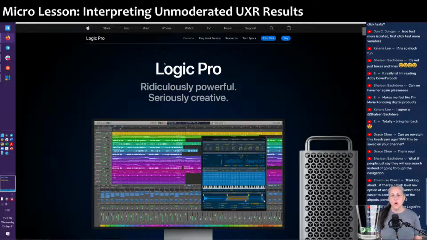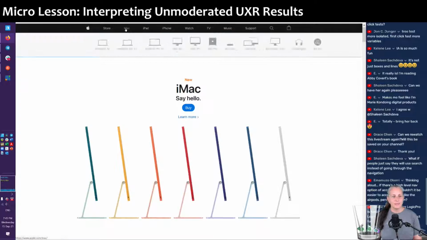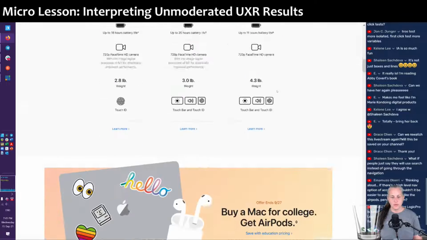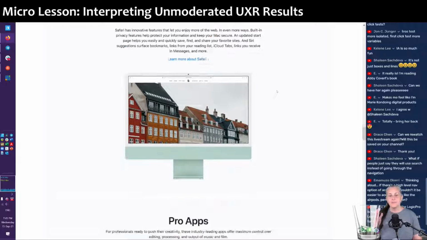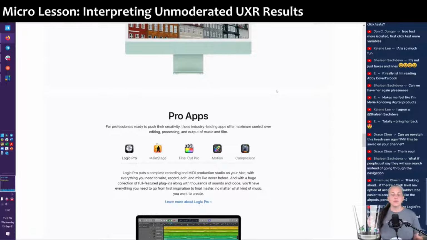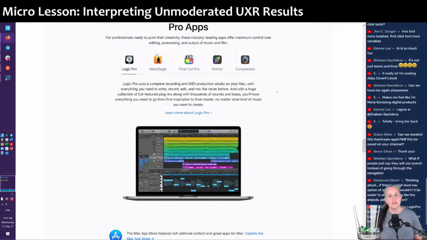But I couldn't tell you where in the hierarchy this is, because you would have to go Mac, and then you would have to know to scroll down and scroll down and scroll down past apps, because it's not an app, it's a pro app. So the problem is Apple expects us to think the way they do. They expect us to realize this isn't just an app, it's a pro app. And then, can I click on it? No, not clickable. I would have to click Learn More About Logic Pro. So I think there just are some mistakes here, some IA mistakes and some interaction design mistakes.